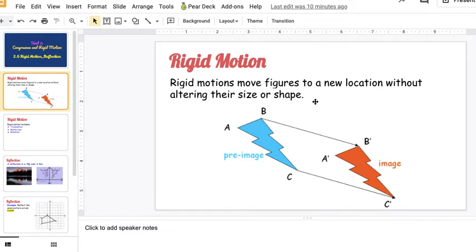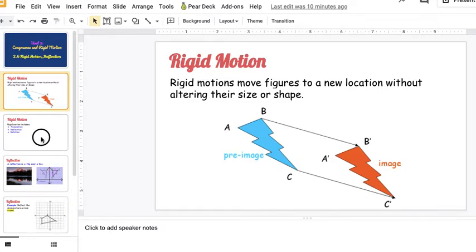And also we mentioned the picture before the movement is called the pre-image. And the picture after the transformation or the movement we call the image. And we prefer to use a little comma to label this one, which is called prime. A prime, B prime, C prime.